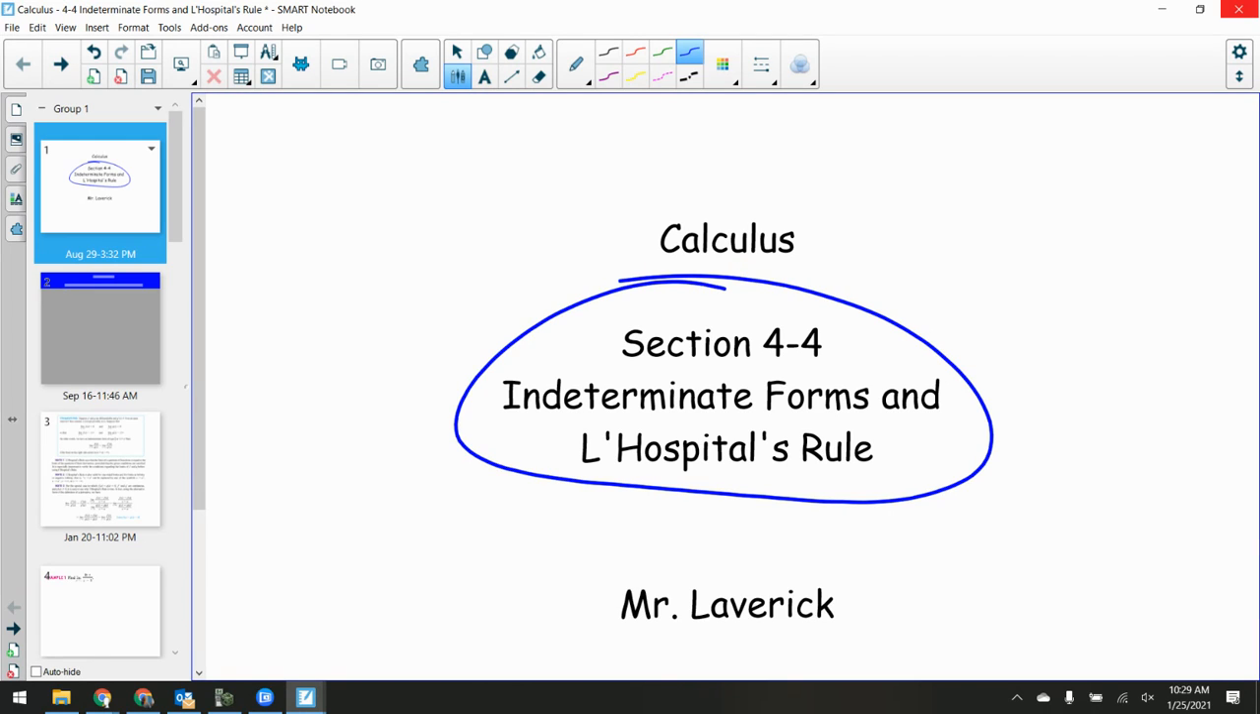Okay. All right, section 4.4, indeterminate forms and L'Hopital's rule.